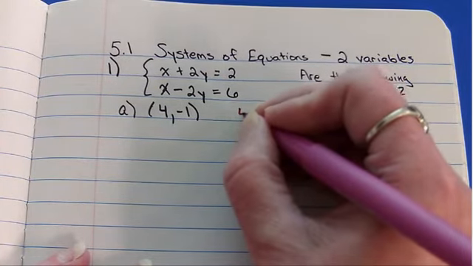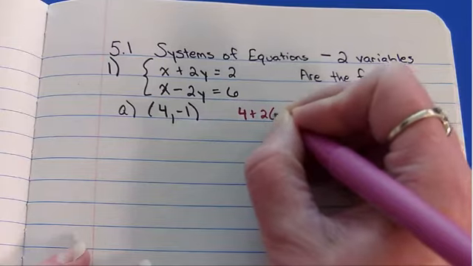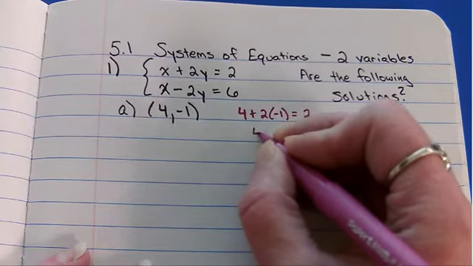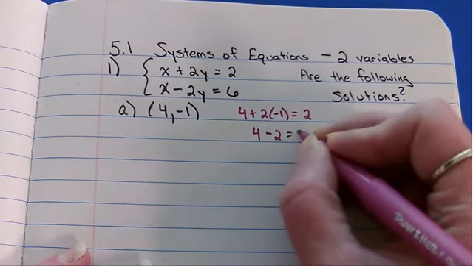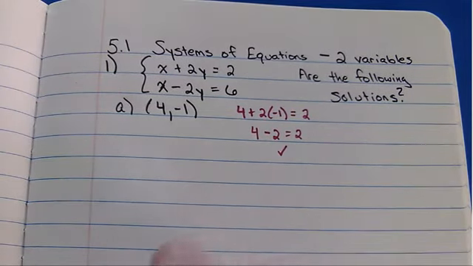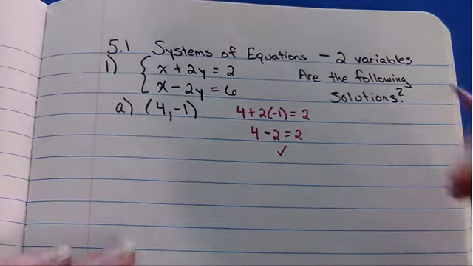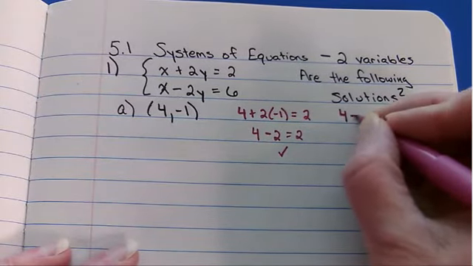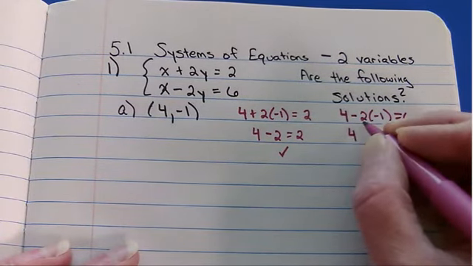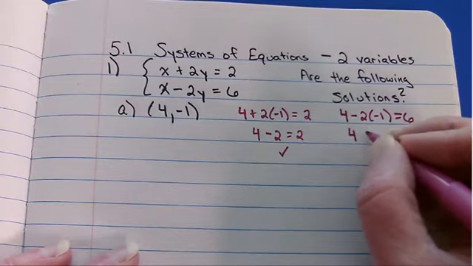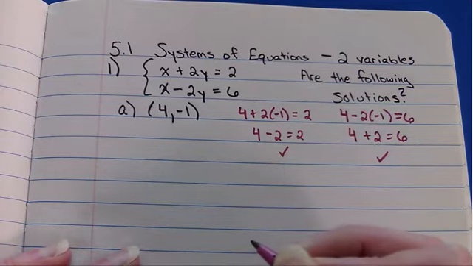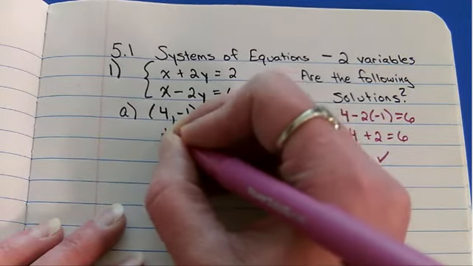So in the first equation, I get 4 plus 2 times -1 equals 2. That's 4 plus a -2 equals 2, and it works in that first equation. But just because it works in the first equation doesn't necessarily mean it's going to work in the other one, so I need to check that one as well. So that would be 4 minus 2 times -1, that becomes a plus 2 equals 6. So it works. This means this is a solution.